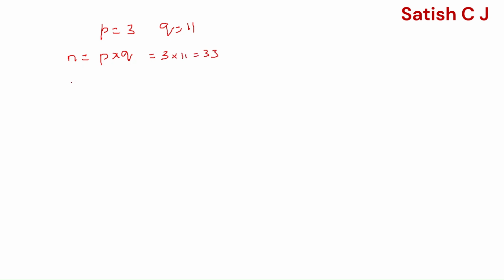The next thing is you have to compute phi of N, the Euler's totient function of N. That is nothing but phi of P into phi of Q. What is phi of a prime number? This is purely Euler's totient function computation. We have already seen a lecture on this.